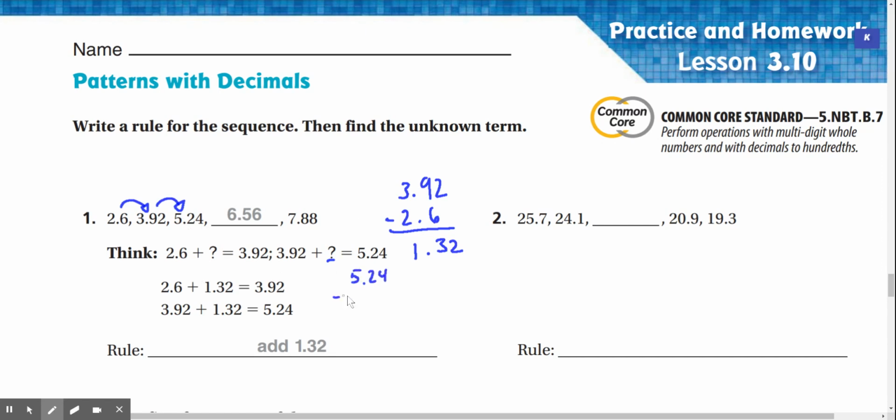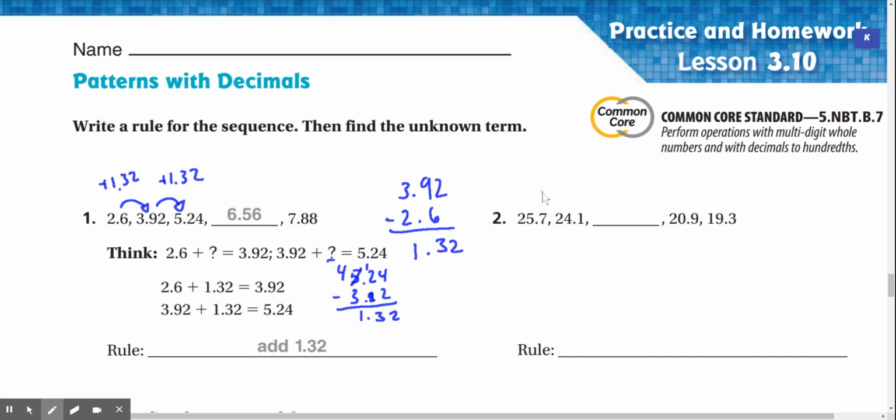5.24 minus 3.92. 4 minus 2, well, that's just 2. 2 minus 9, well, I can't do that. Got to regroup. 12 minus 9 is 3. 4 minus 3 is 1. 1.32. And we see that each time we're adding 1.32 plus 1.32 plus 1.32.